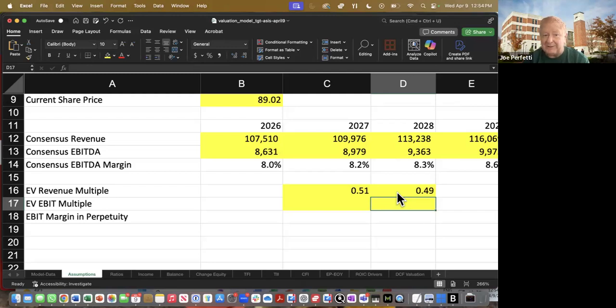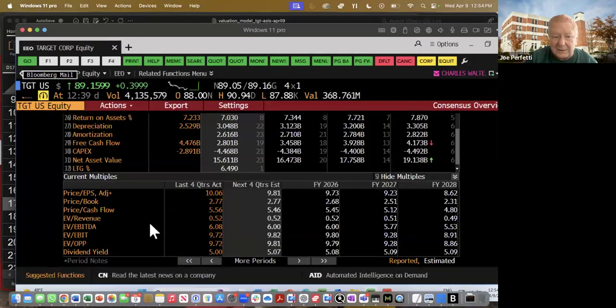Same period, EV to EBIT multiple, forward year 2 and forward year 3. We go back to Bloomberg. EV, it's right here. Forward year 2, 9.28, 8.91.